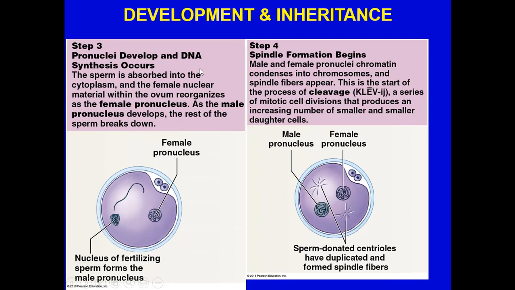Here, the pronuclei develop, the DNA synthesis occurs. Here, you're going to have the pronucleus of the fertilizing sperm. It's going to form the male pronucleus. You have the female pronucleus here. And then you're going to start having the spindle formations here.